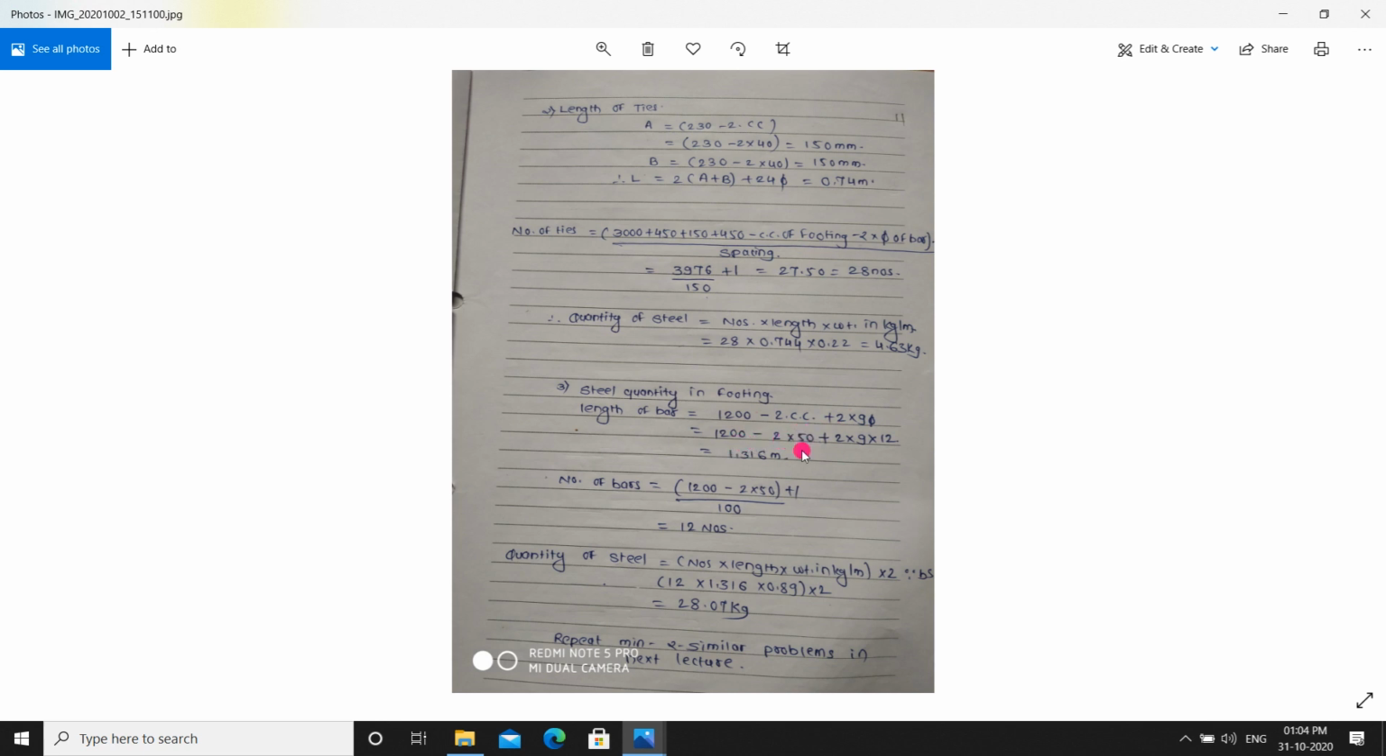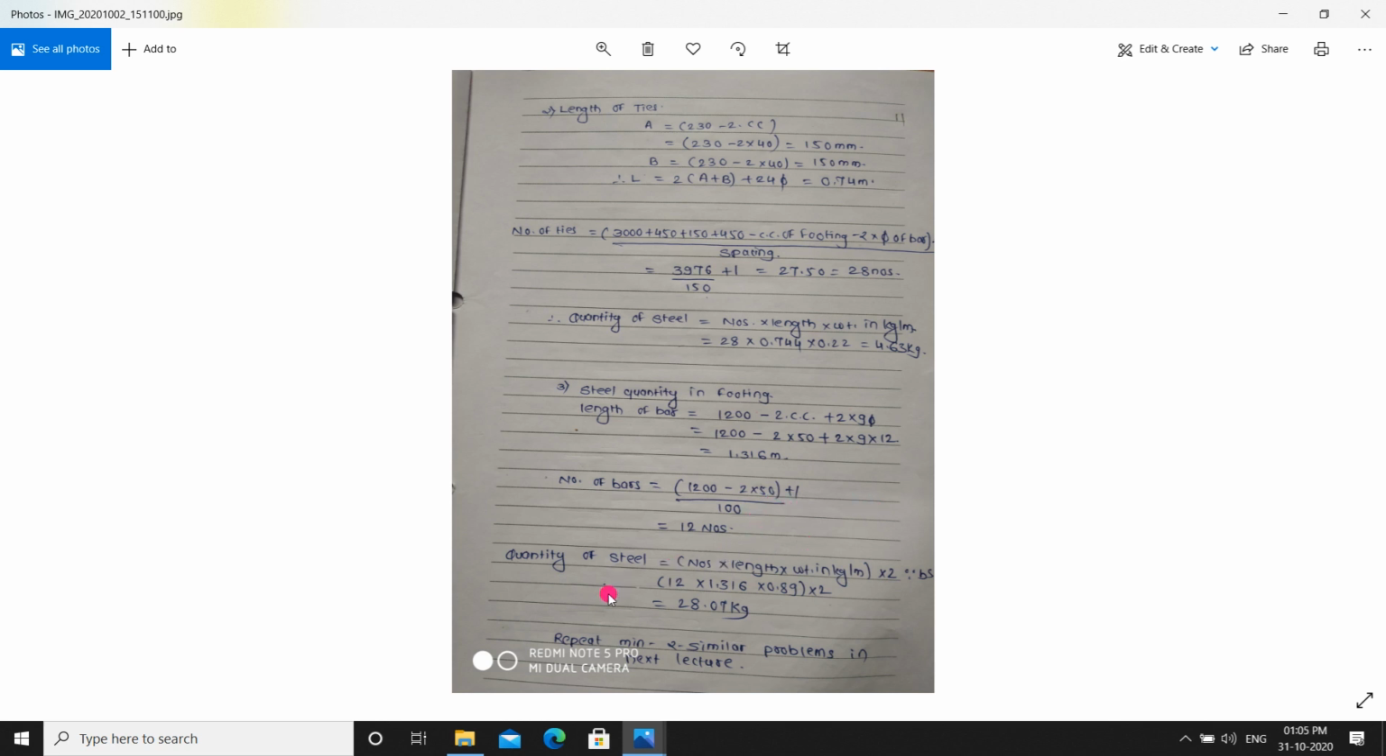Why have you taken 50 here? For the footing the minimum clear cover is 50 because it is in touch with the soil. So there may be a possibility of corrosion due to the chemicals or some of the ingredients of soil. So to protect the steel from corrosion you have to provide 50 mm clear cover, plus 2 into 9 Φ, that is 1.316 meter. So the number of bars is 1200 minus 2 into 50 upon 100 plus 1, that is 12 bars required.